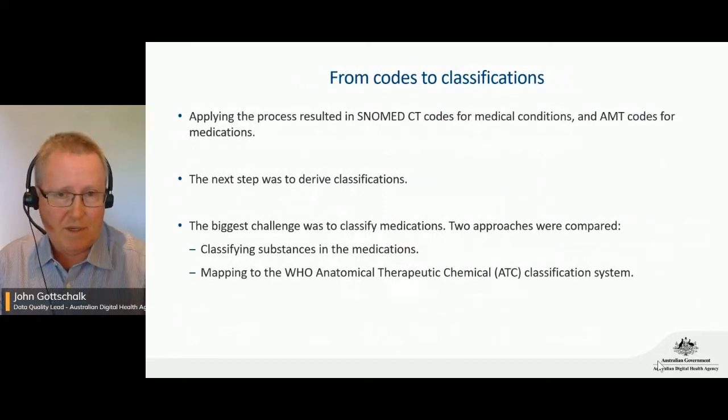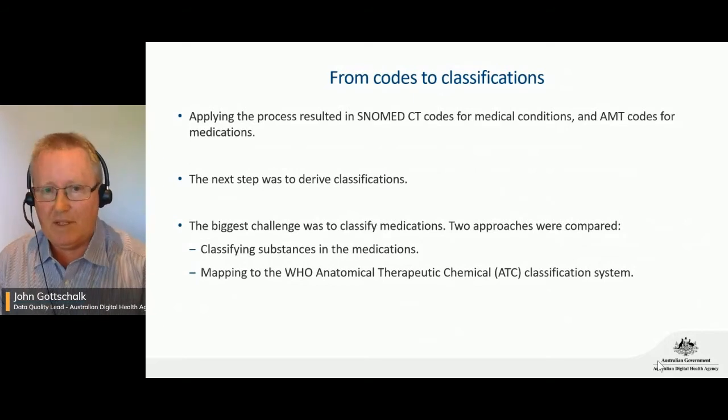The biggest challenge for this was to classify the medications. And we tried two different approaches. One was to classify the medicines using the substances in the medicines and the substance hierarchy in SNOMED. And the other approach was to use a mapping that we had to the World Health Organization anatomical therapeutic chemical classification system. Now I'm going to hand over to Eileen to talk about these classifications.